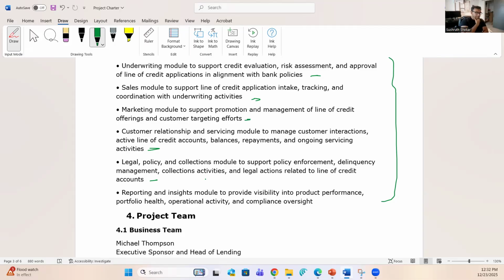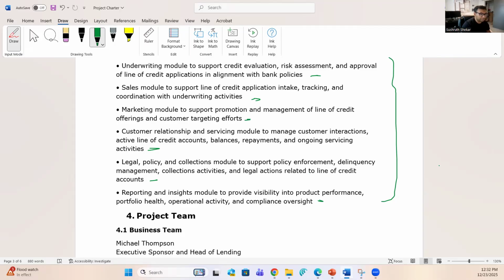And the reporting and insights module to provide visibility into product performance, portfolio health, operational activity, and compliance oversight. Performance: how much money are we making? How much revenue are we making? Are we in compliance with all the policies? So in order to track and capture that, we need some application pages and modules. So that is also listed in the in scope items.